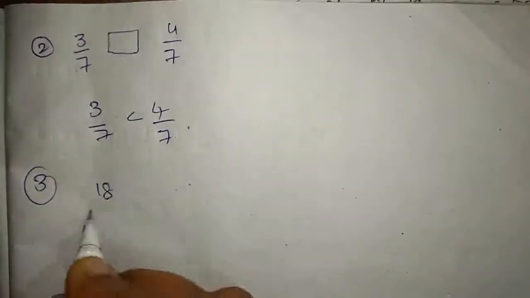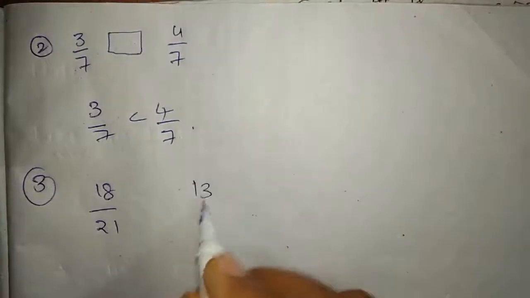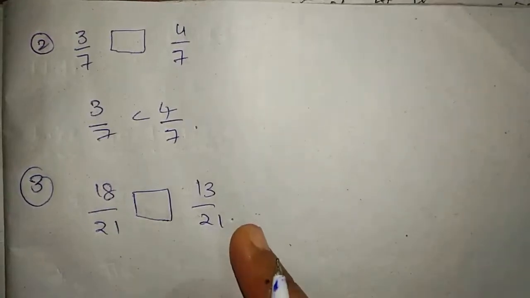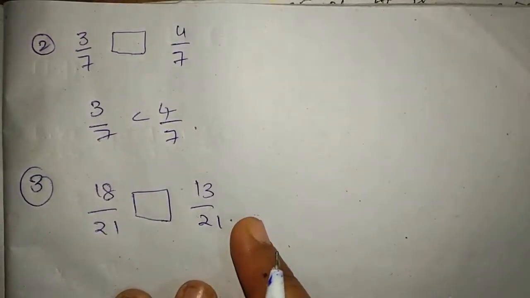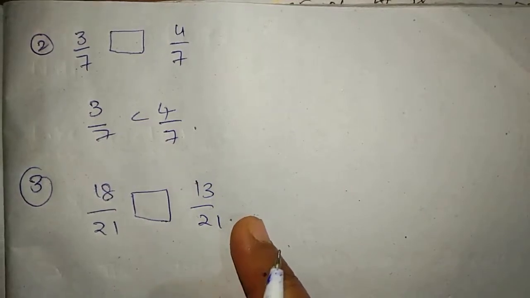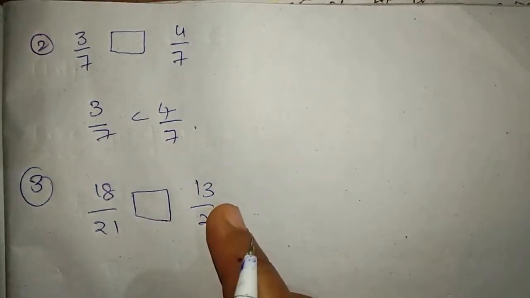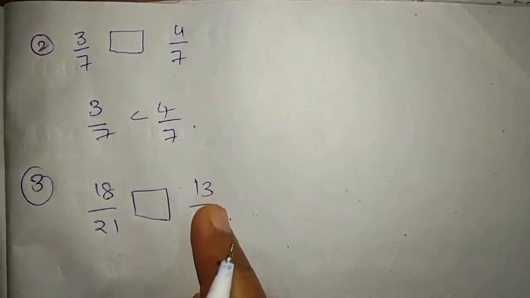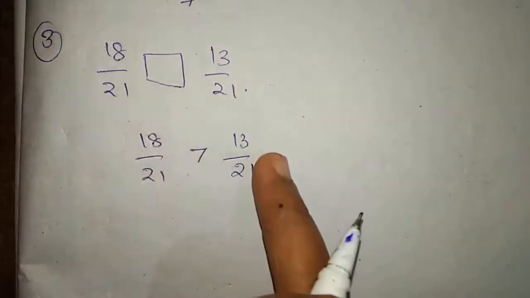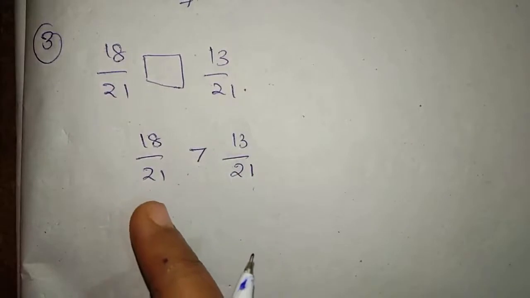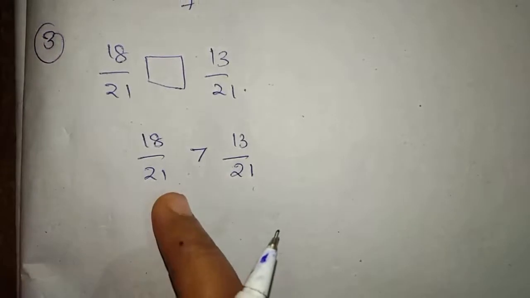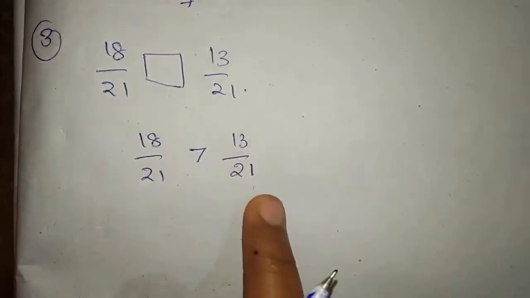Let us take another example, that is 18 by 21 and 13 by 21. Here also these are like fractions because the denominators are equal. Now we can compare the numerators. As we know, 18 is greater than 13. Then 18 by 21 is greater than 13 by 21. Therefore 18 by 21 is greater than 13 by 21.